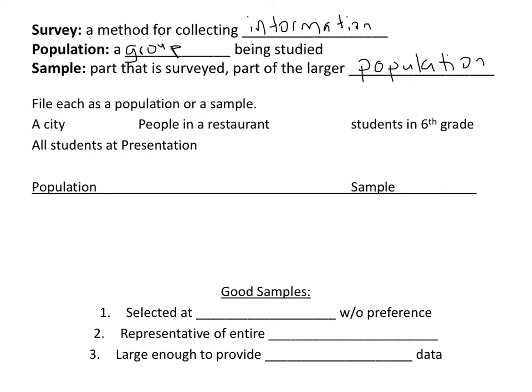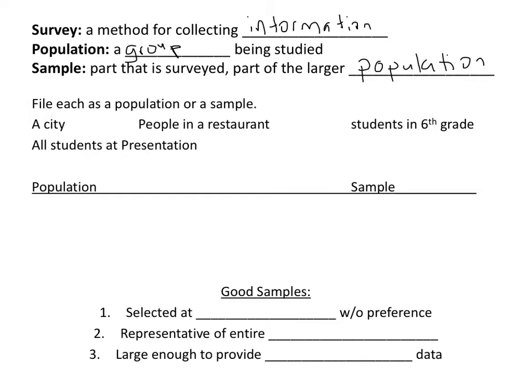So let's look at some examples, and I want you to file each as a population or a sample. If I'm looking at a city, people in a restaurant, students in 6th grade, and all students at Presentation, what do you think those would be, populations or samples? I'm going to go ahead and pause the video and try this out on your own.